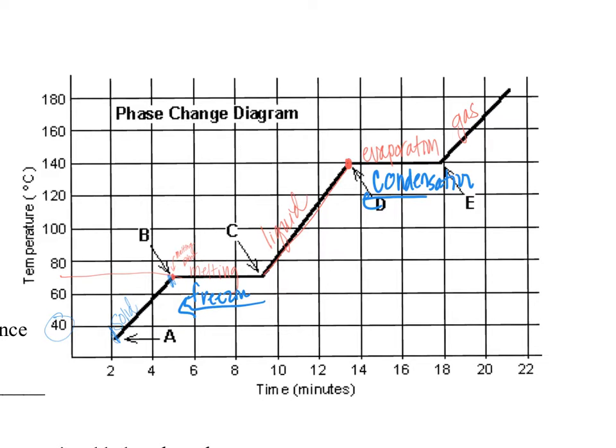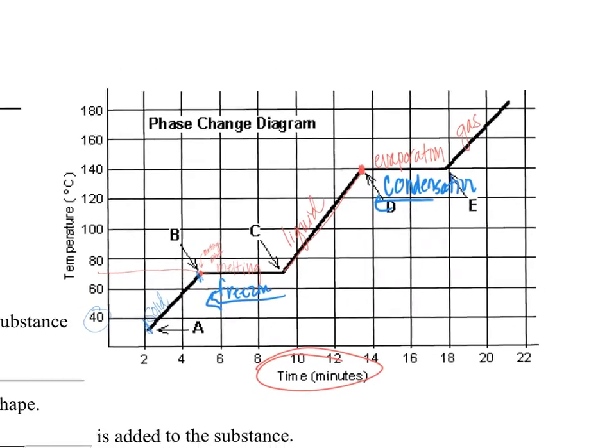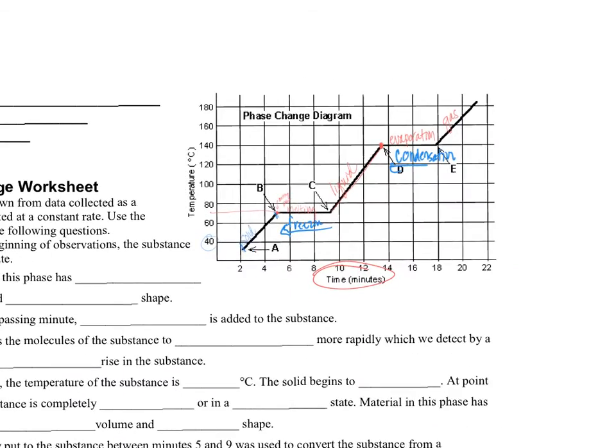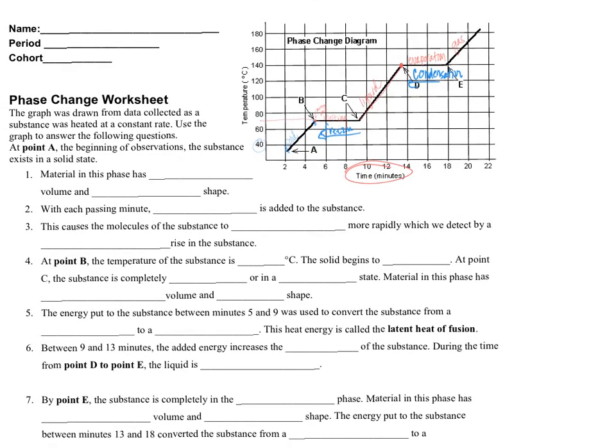So hopefully, as you read through this phase change diagram, you'll understand that substances don't just instantaneously go from one to the other. It kind of happens over a time period. So as you move through here, knowing those points, you should be able to now go through and answer some of these questions that are in here.